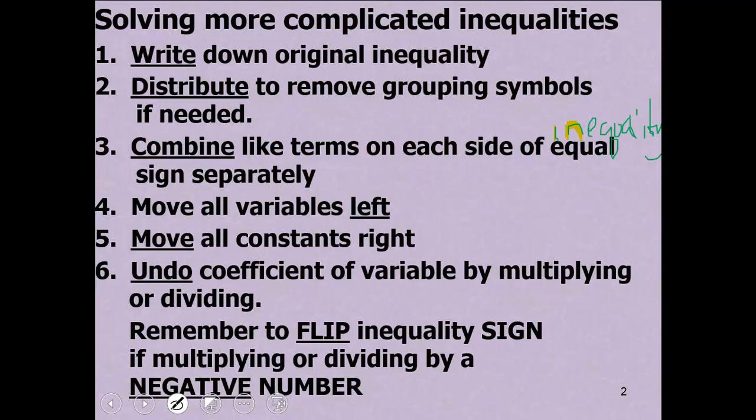Move all your variables to the left. That will help you get the direction of your solutions on your graph going in the right direction. Move all your constants to the right. Finally, undo any coefficient by either multiplication or division, maybe both. Remember to flip your inequality sign if you are dividing or multiplying by a negative number.